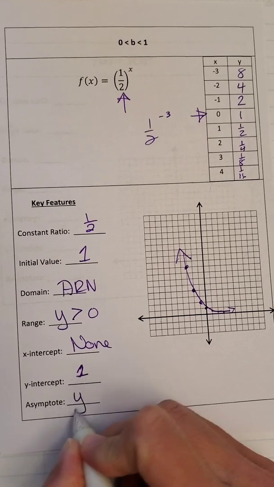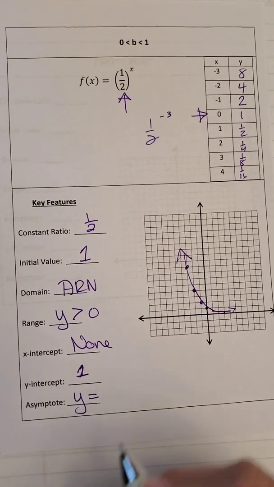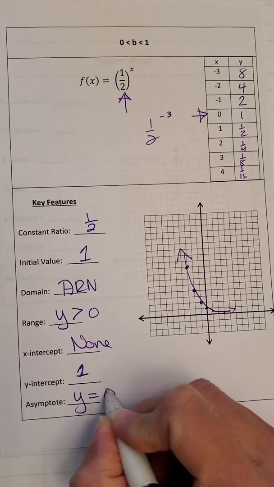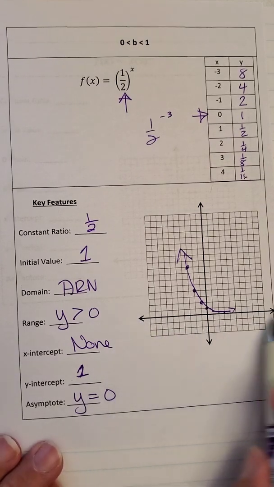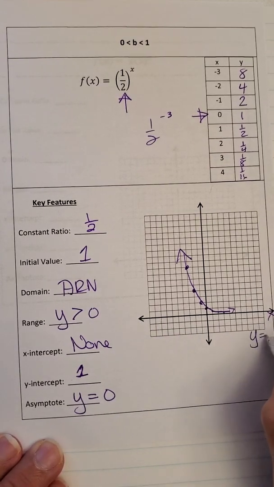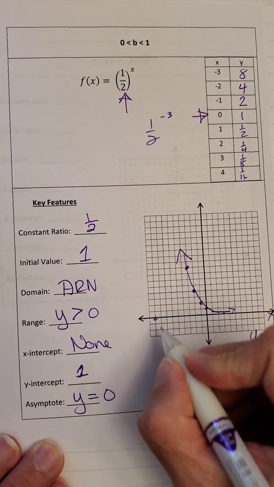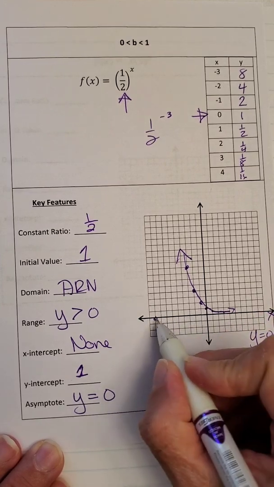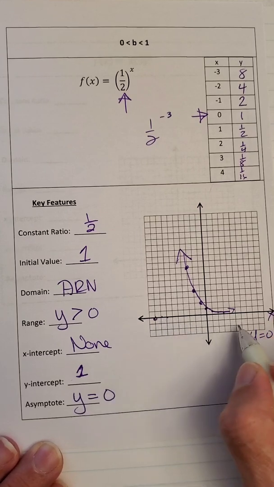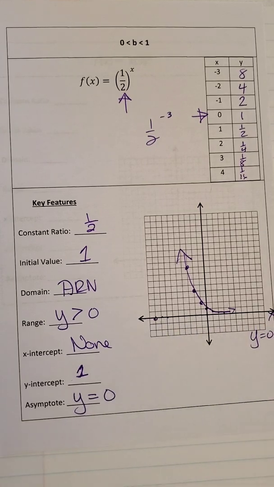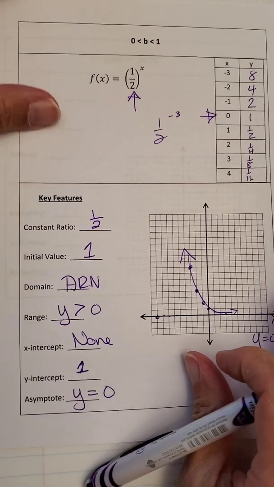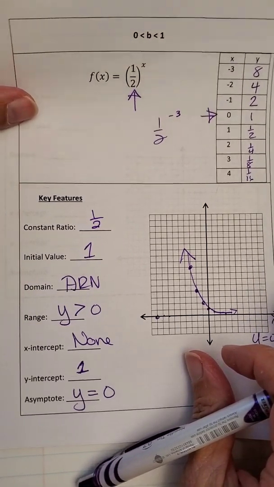The asymptote is y equals, remember it's an equation, y equals 0. That's the x-axis, but its equation is y equals 0 because at every point, right? This is (9, 0), (-9, 0), (-8, 0), (-7, 0). All along that line, y is 0. That's why we call it y equals 0. Okay, now we're going to try one where the initial value has changed.